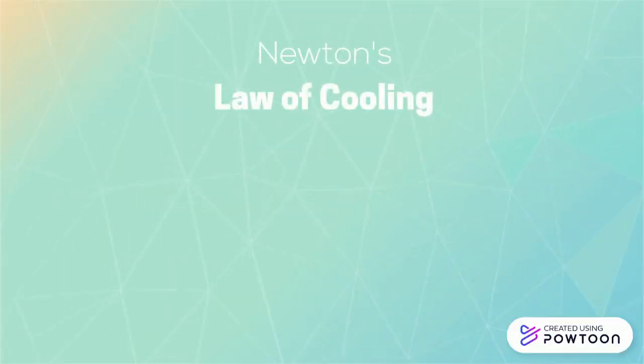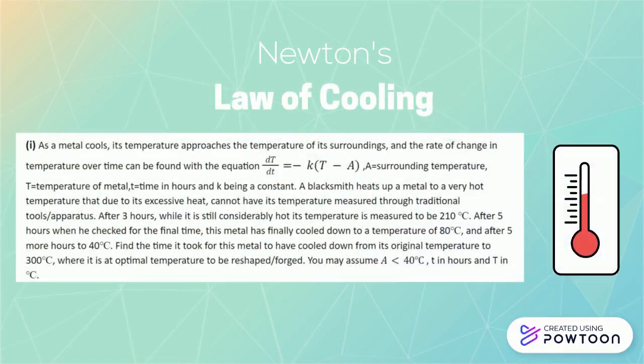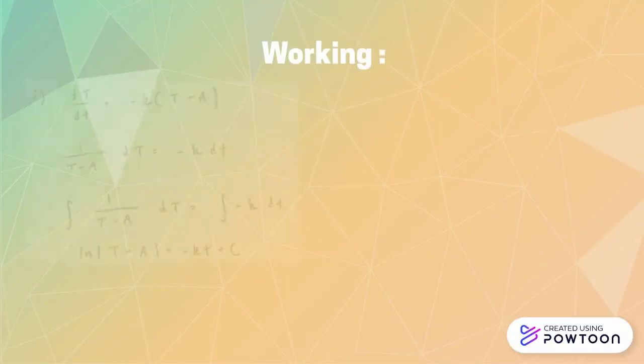As a metal cools, its temperature approaches that of the surroundings, and the rate of temperature change can be modeled through the differential equation described by Newton's law of cooling. Utilizing this formula, the time it takes for a metal to cool to an ideal temperature can be found, even if that temperature and its initial temperature is too high to be measured through the use of analytical methods.